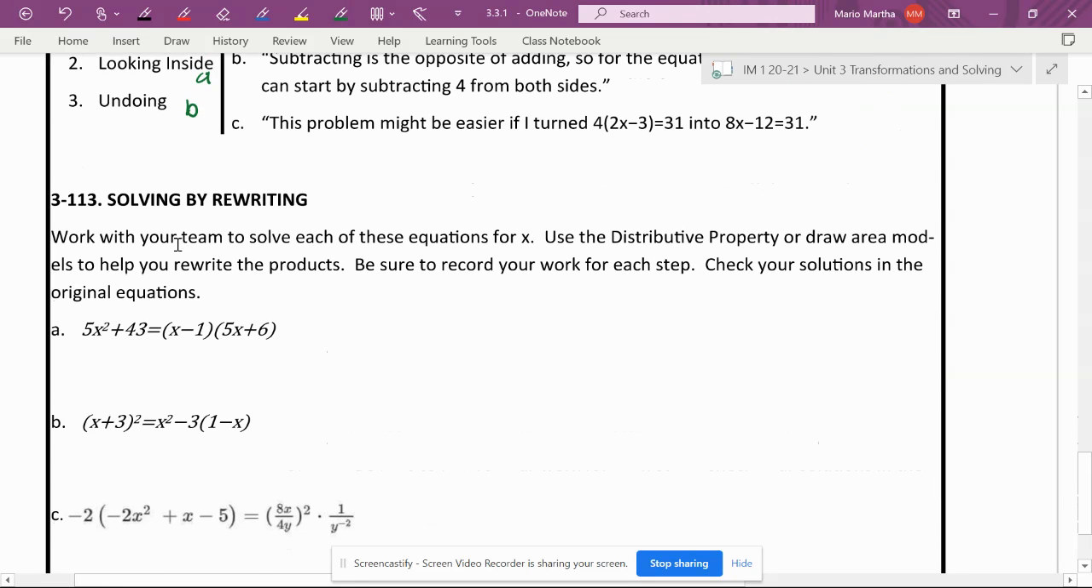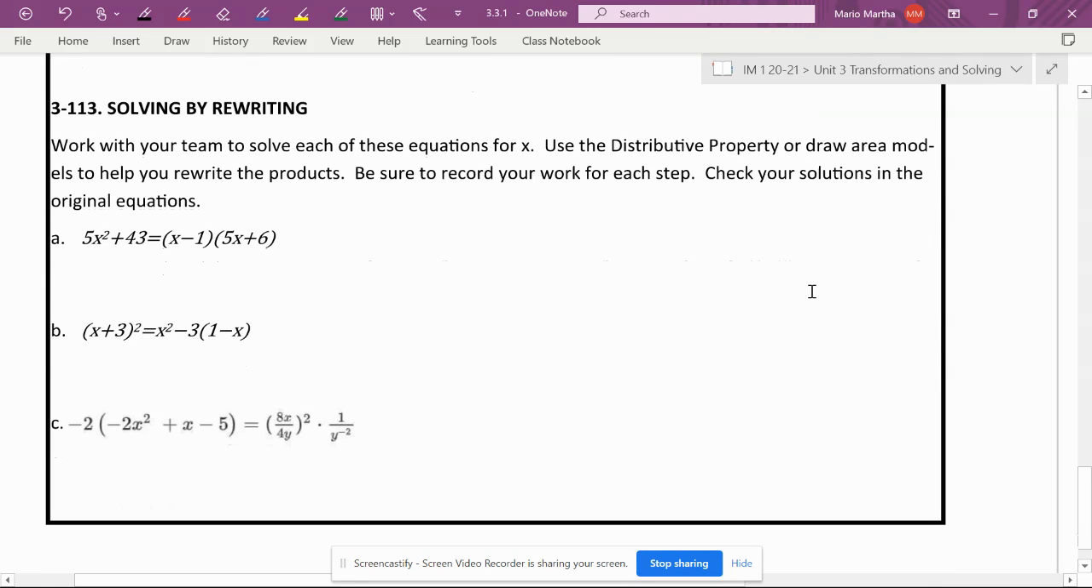All right, so let's try a couple. It says we're going to work on these. Use the distributive property or draw an area model to help you rewrite the products. Be sure to record your work for each step. Check your solutions. Okay, so here I have 5x squared plus 43 equals x minus 1 times 5x plus 6.